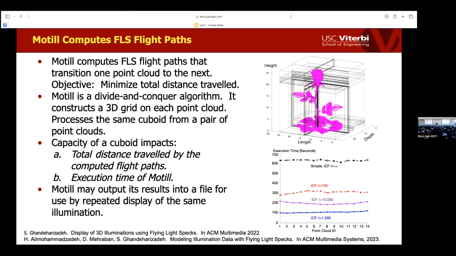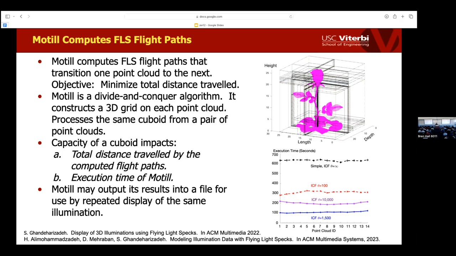You can parallelize this algorithm because the cuboids are fixed across the sequence. Potentially you could use thousands of cores, where each core takes a cuboid across the different point clouds and computes the flight paths for the FLSs within that cuboid. At the end of the day, this algorithm is resource intensive. It requires execution time in the order of seconds and uses a lot of computational resources. So if this motion illumination is displayed over and over again, it makes sense to store the flight paths in a file, and then read the file every time instead of executing this expensive algorithm each time.